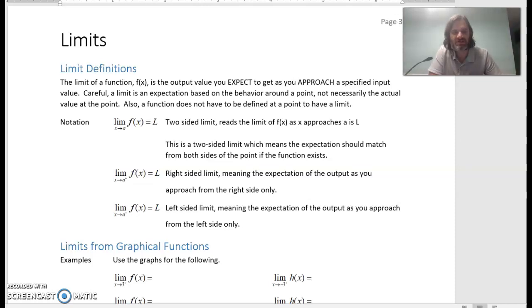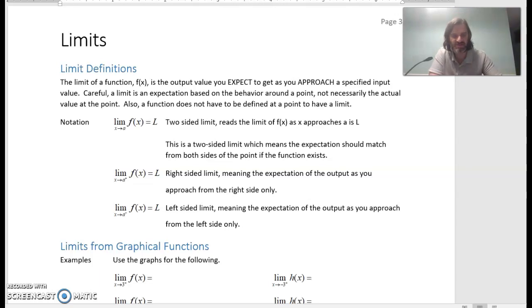Hey, we're going to start talking about limits. We're going to introduce the concept. Limits are a little bit different than anything you've probably ever done in math before. We'll start off with the definitions and notations, and we'll work some with graphs, and then we'll go to functions algebraically in the next section.